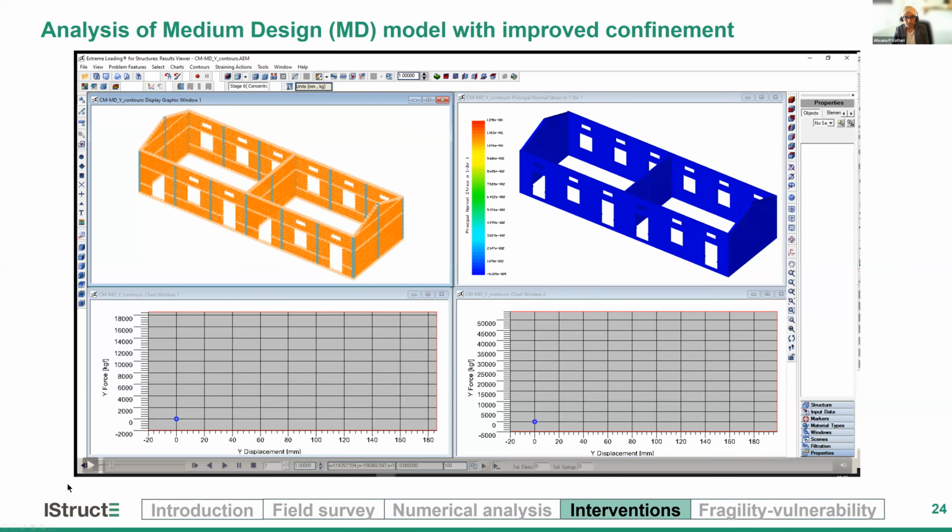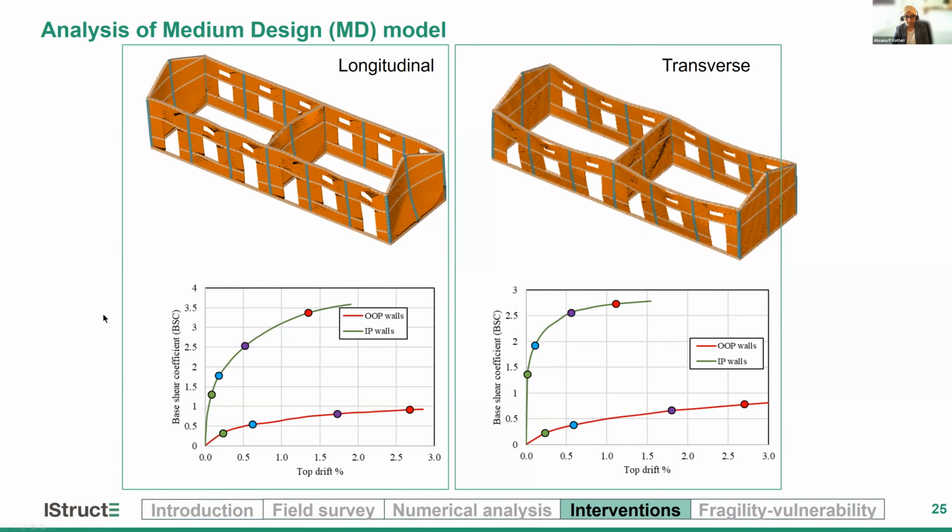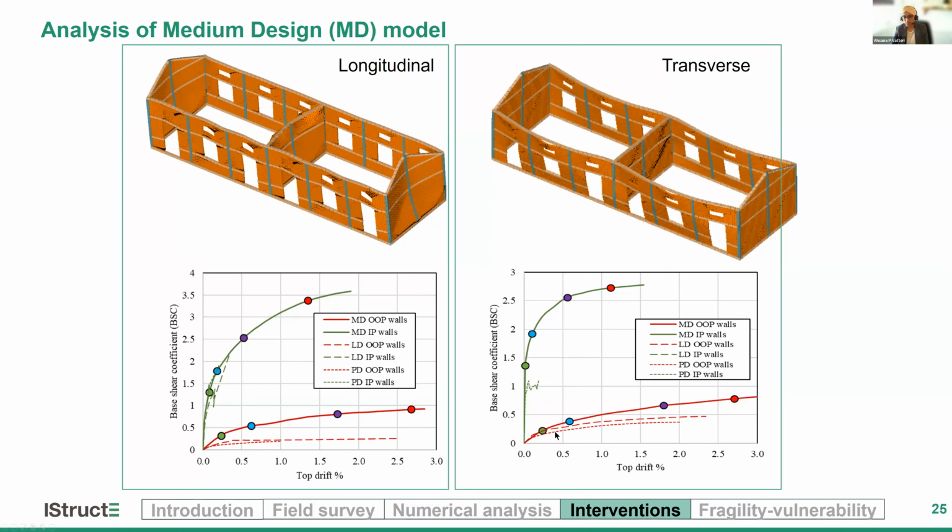In this case, the medium design case, we see an improved performance where, as you can see, most of the capacity of the building is now mobilized, and we see there is a full participation of the in-plane walls in this case. And we see that much of the out-of-plane and in-plane wall capacities are already mobilized. So here is the final capacity curve from this case. We see this significant difference and improvement in both longitudinal and transverse directions.